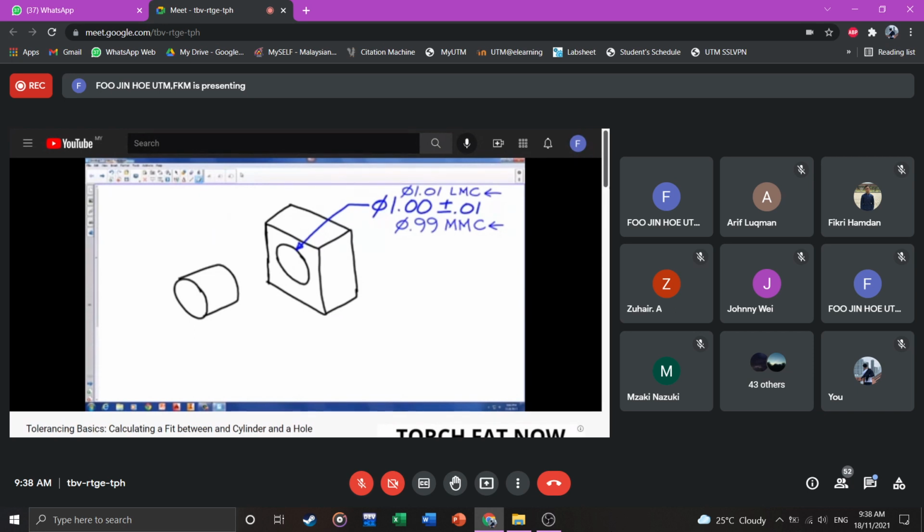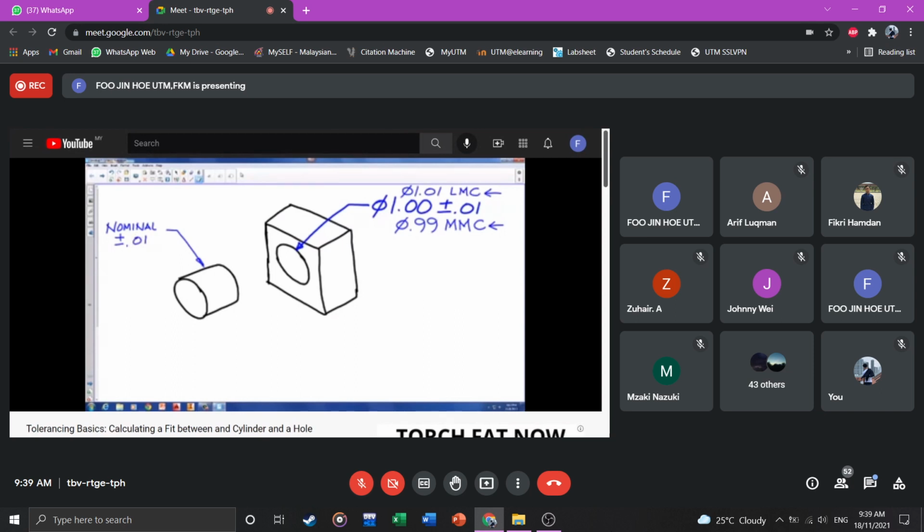All right, so let's try to design our cylinder to fit within that hole, and let's try to make sure that when that hole is at its smallest size, which is its maximum material condition, that this cylinder that we have over here will be 1/100 of an inch less than that. So really what we're going to try to calculate over here is what is the nominal size for this cylinder if we have a tolerance of plus or minus 0.01.